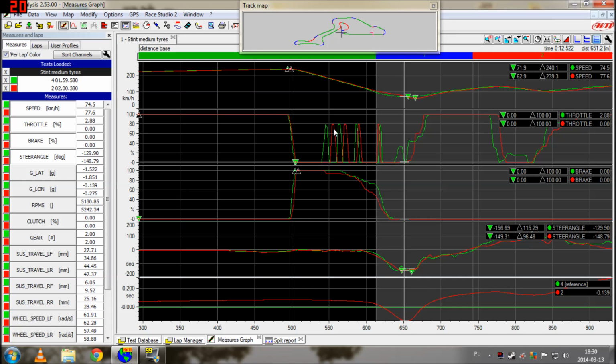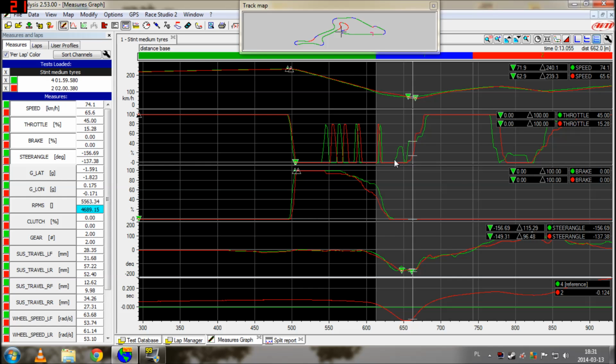One last thing, those are the downshifts. I use a manual, I mean sequential gearbox, and I don't blip. Those are the downshifts.